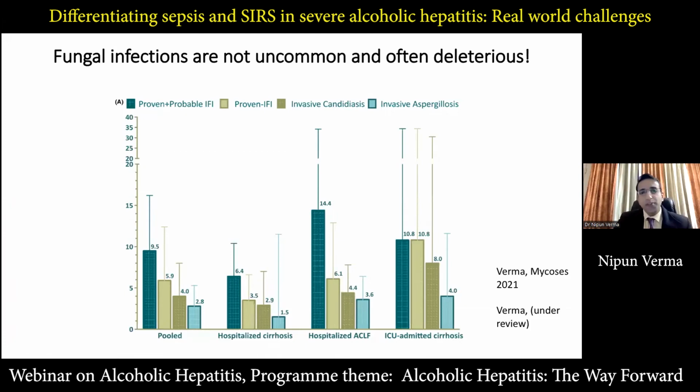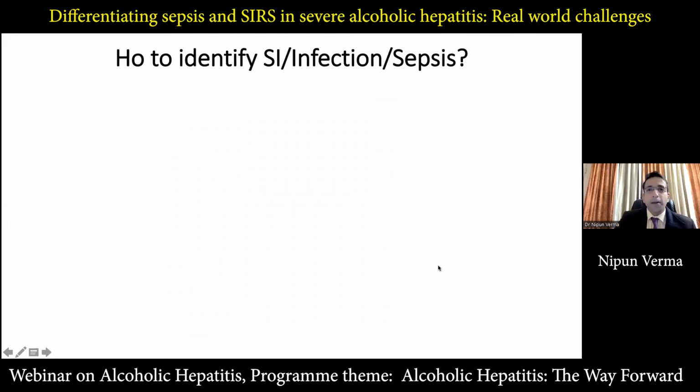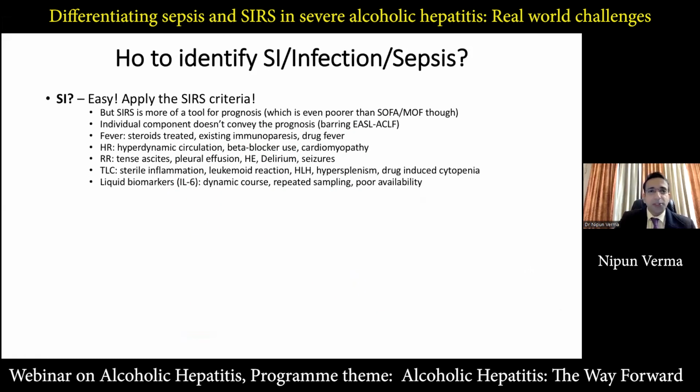And as we know, fungal infections are also increasing in these patients, close to 14% in ACLF, and their mortality is quite high, 76% higher than bacterial infections. So how to identify these patients with sepsis? Sepsis is systemic inflammation. Systemic inflammation is identified using SIRS criteria, but SIRS is more of a tool of prognosis, which is leading to multi-organ failures. It's not a diagnostic criterion for systemic inflammation.